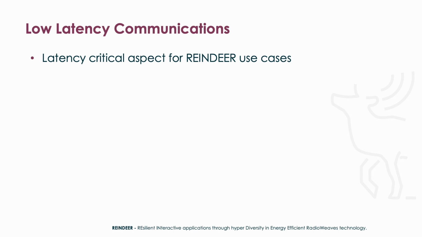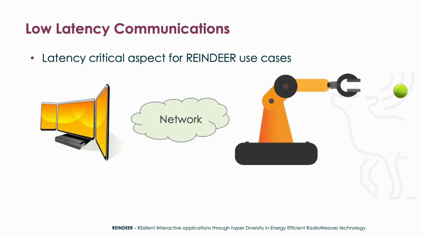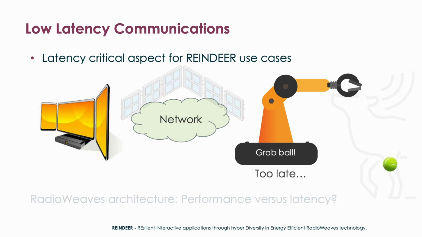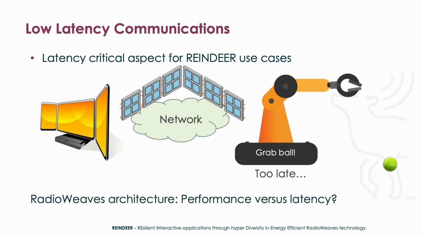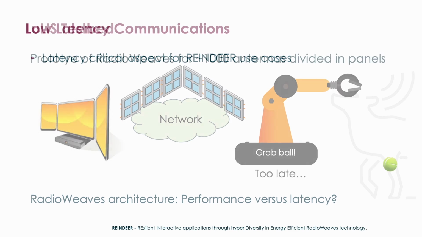Latency is a critical aspect for REINDEER use cases. For example, if we want to send an order for an actuator to respond to some external event, we would like the network to support this transmission with sufficiently low latency so that the action can be performed on time. Radio waves is a network architecture that offers a trade-off between latency and performance. This trade-off will be the focus of this experiment.